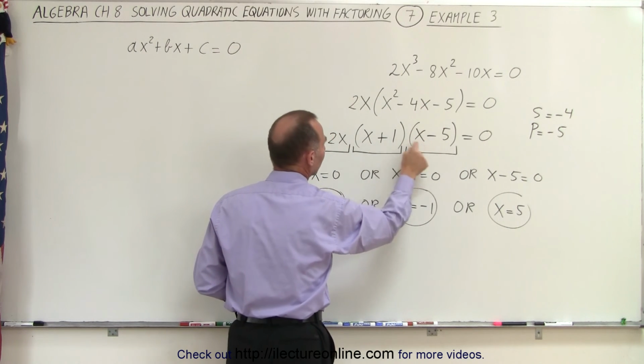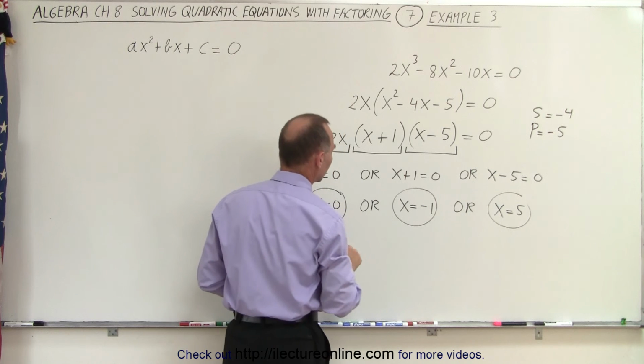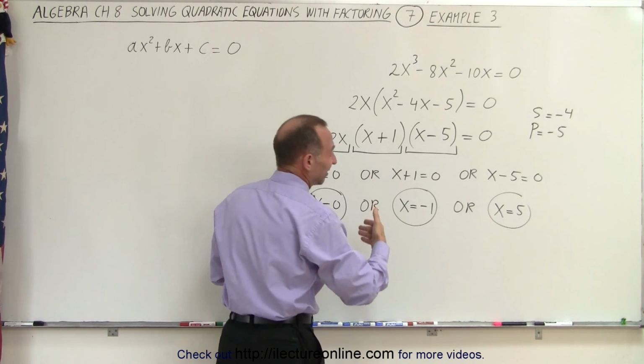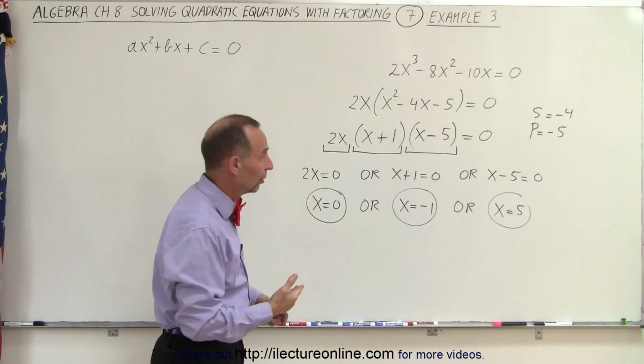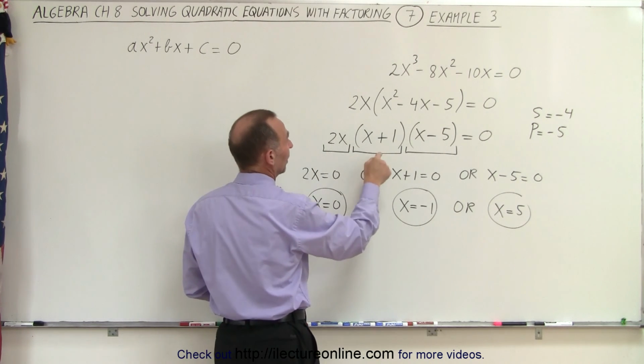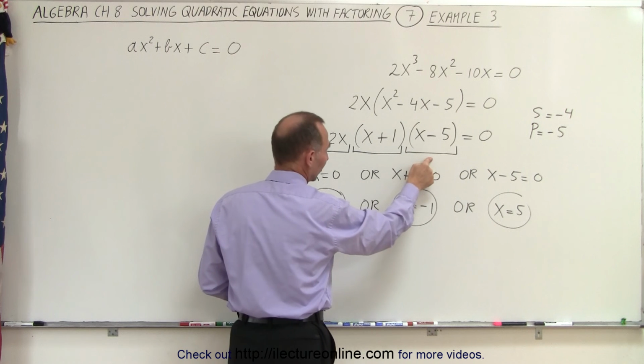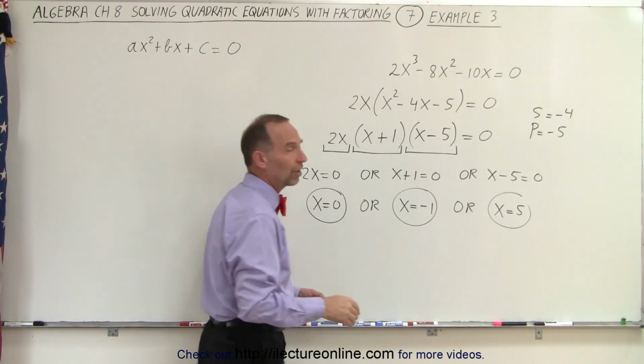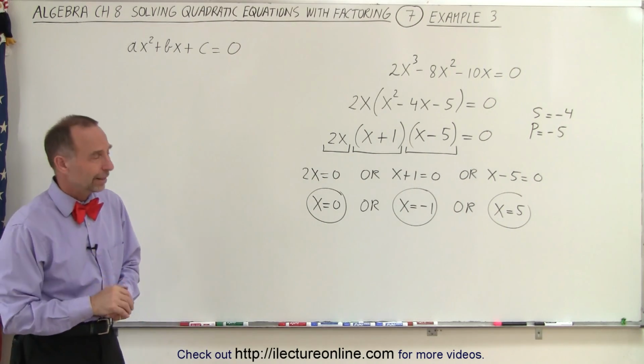Now we see that we have three things multiplied together to give us 0. And we can then say that any one of them could be 0. Well, any one of them has to be 0. So we can say either 2x equals 0, x plus 1 equals 0, or x minus 5 equals 0, one or the other. And of each one, we have a possible solution. And that is how it's done.